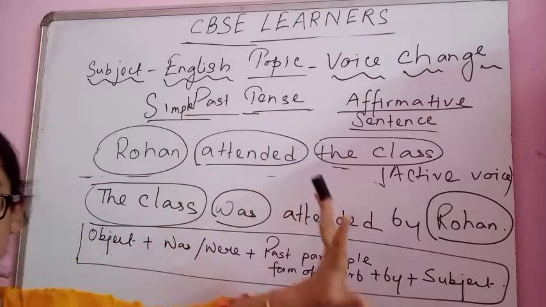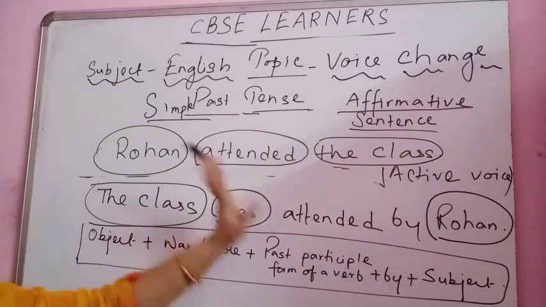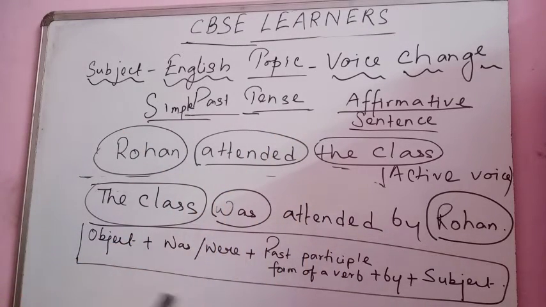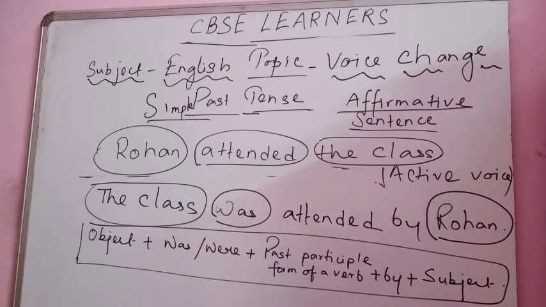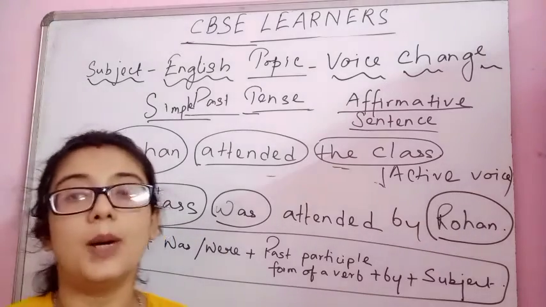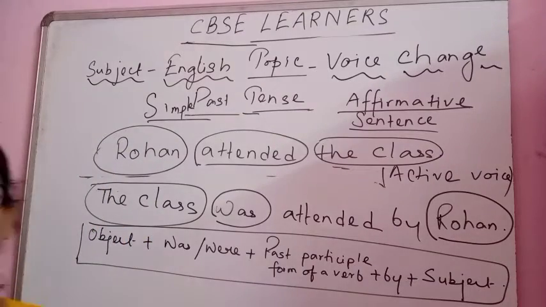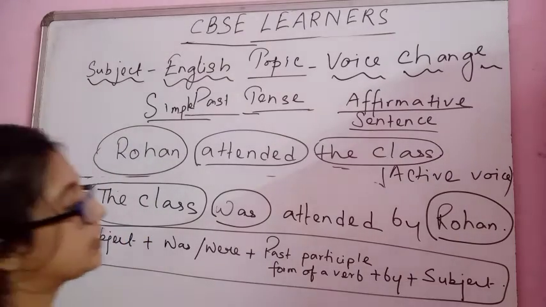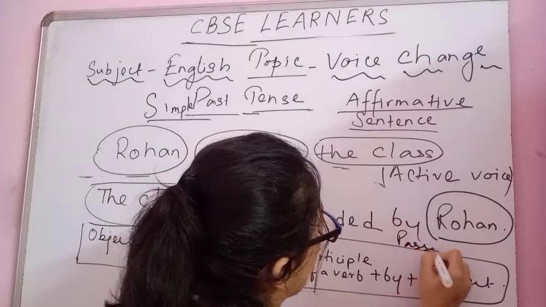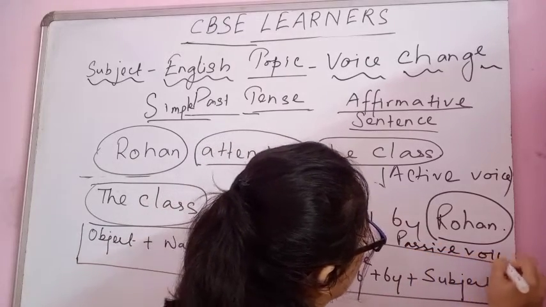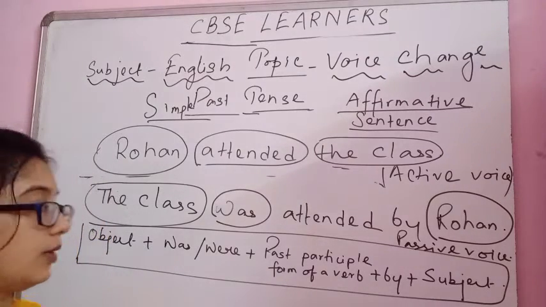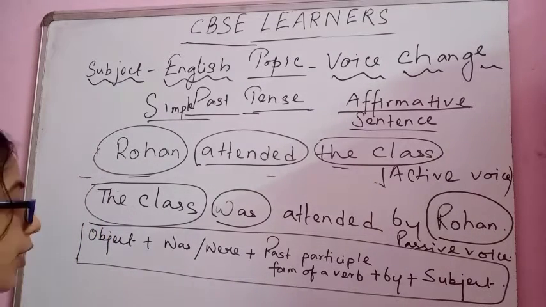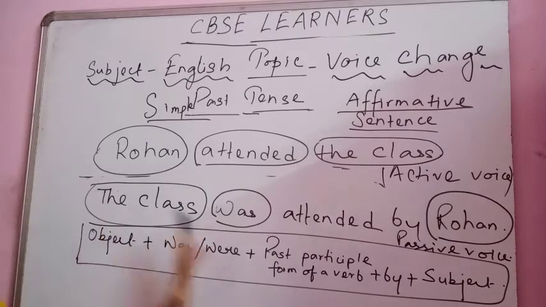In case of positive statements, like affirmative sentences, which are the positive sentences, okay. So, object plus was or were plus past participle form of a verb plus by plus subject. The subject will be at the end, as in case of passive voice the focus is on the object. When the focus is on the object, we can say that the voice of the verb is passive voice, okay. So, this is in case of affirmative sentence.